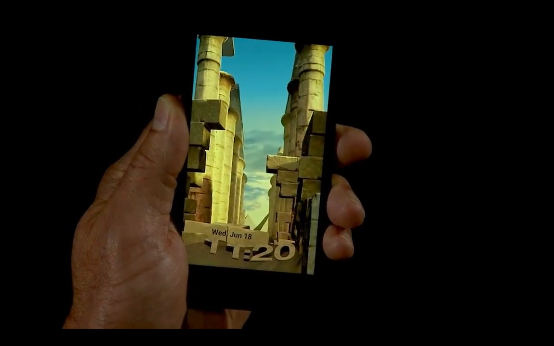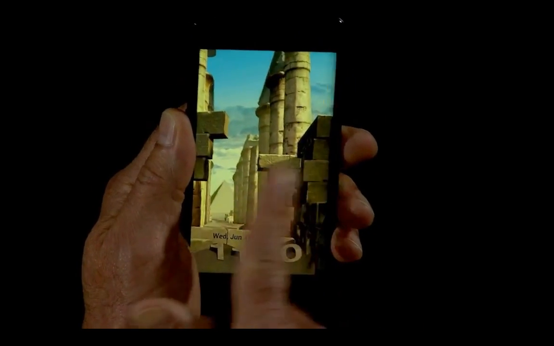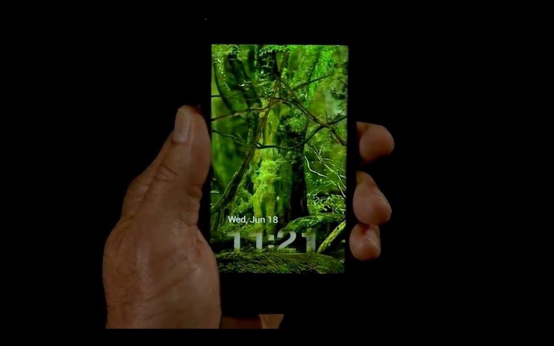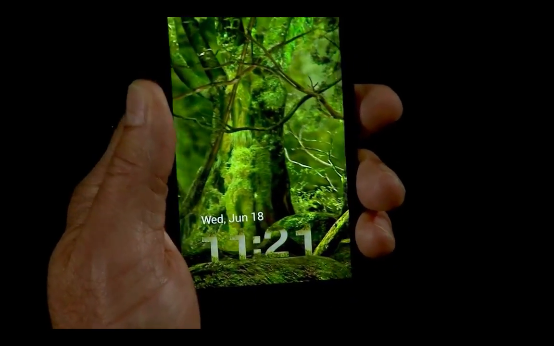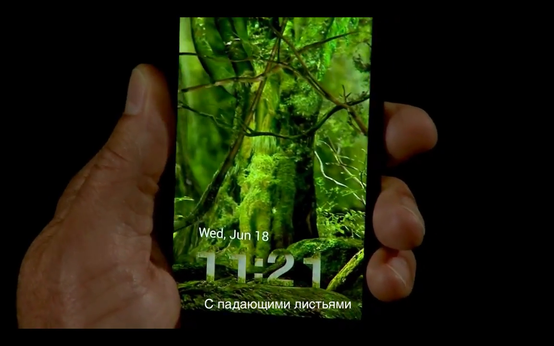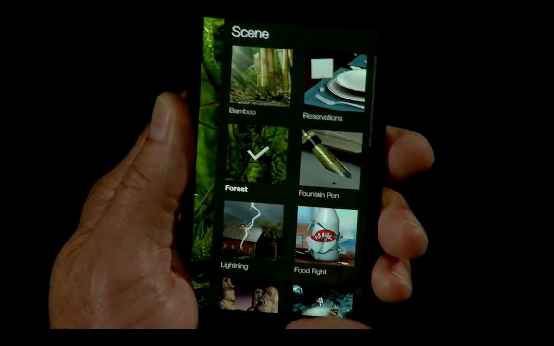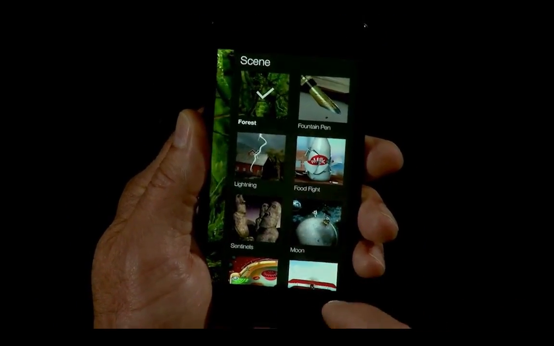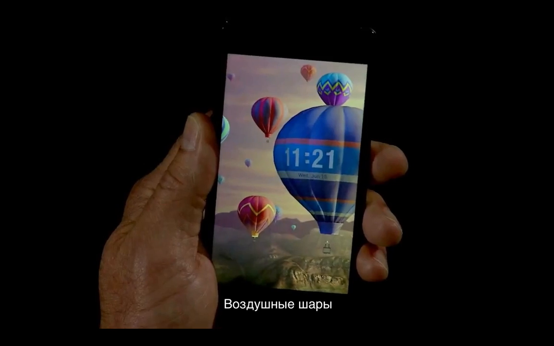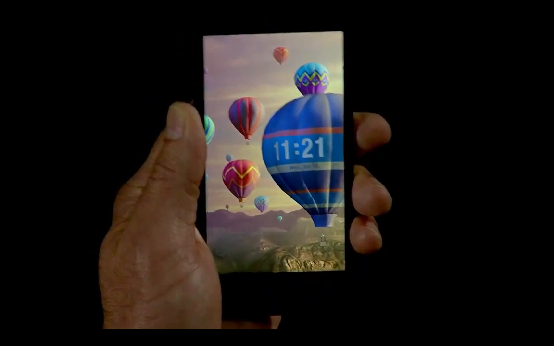This is one of our lock screens. We had a lot of fun making these lock screens. I'll show you a couple of others. Let's see. All right, how about forest? Falling leaves there. Nice touch. Brilliant designers. How about... They are brilliant. How about balloons? Gorgeous.